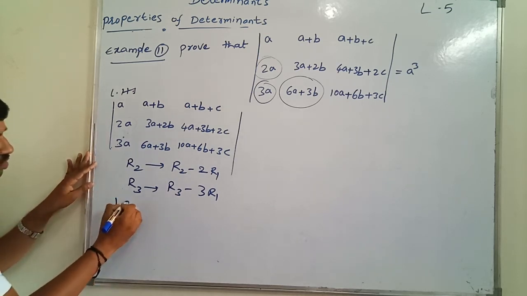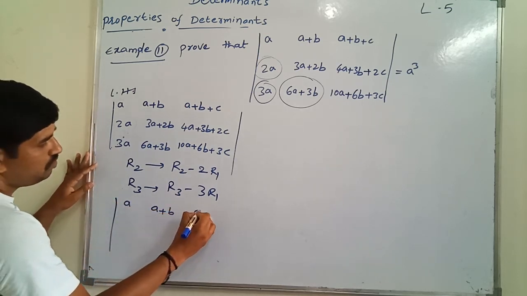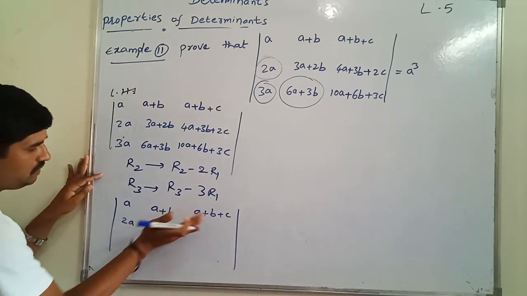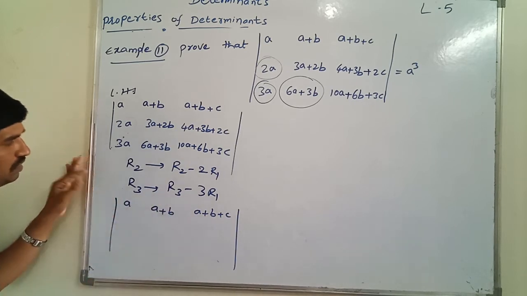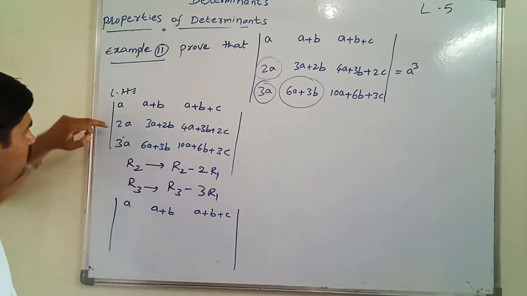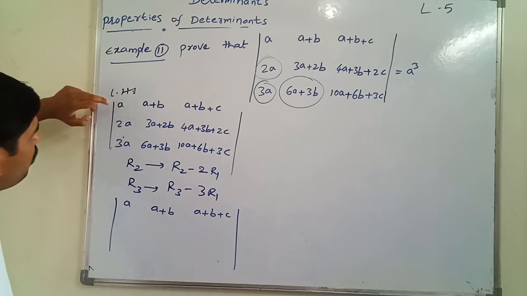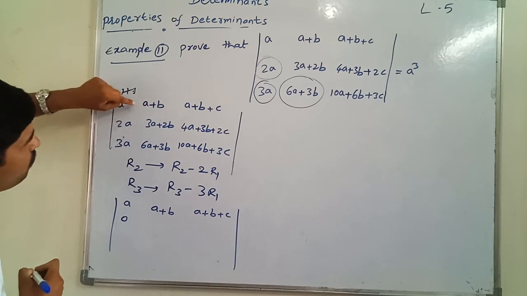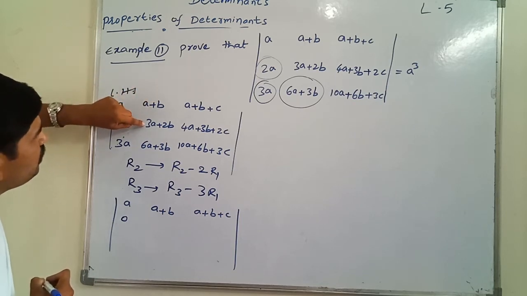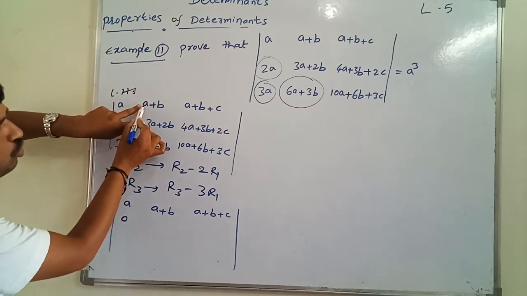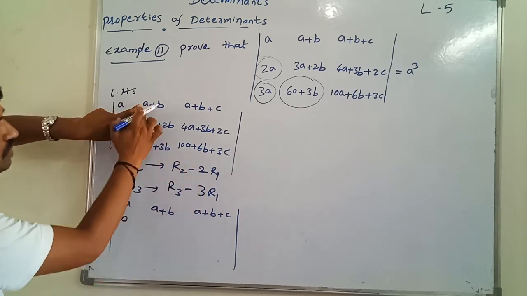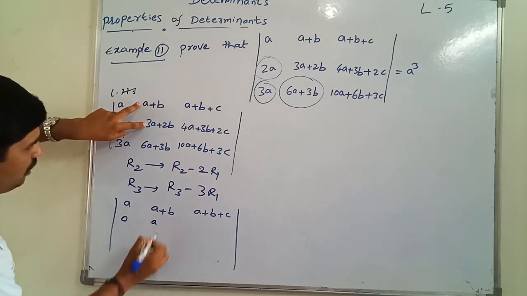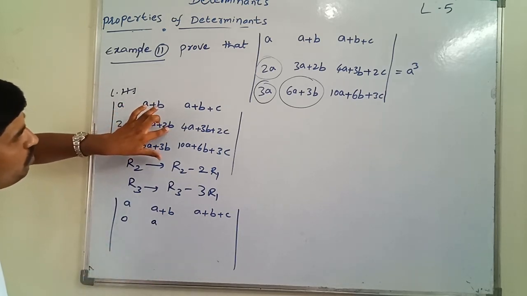See, the first row is as usual, no need to change it. And the second row, we change here: R2 minus 2 into R1. Multiplying R1 with 2, 2A minus 2A is 0. Yes or no? Next, 2B from the 3A... 3A minus 2A is A. Again 2B minus 2B is 0.